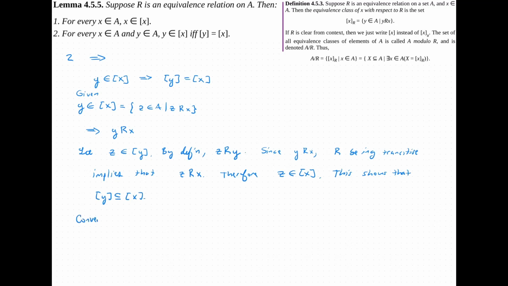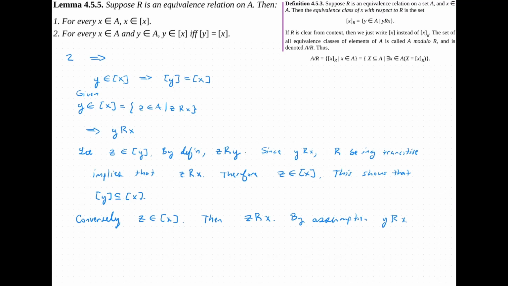Conversely, we can choose a Z in the equivalence class of X. So then, that tells us that X R Z. Order matters in general; in this case, it does not matter since it is an equivalence relation, but I'm going to go ahead and write this as Z R X. So we know that this is the case. But we do know, again, by assumption, Y is related to X.